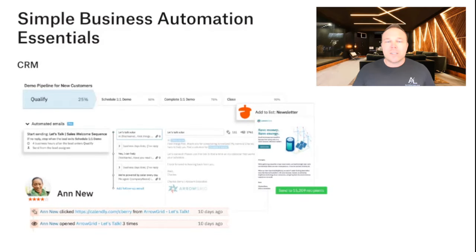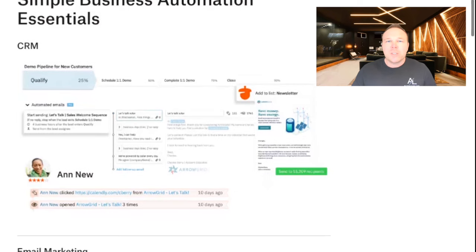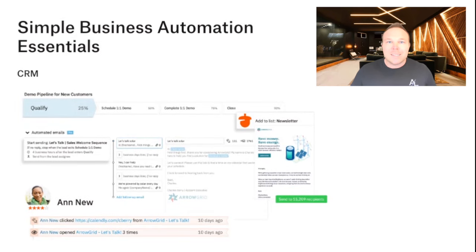Now, this is where we want to start off, is a CRM, Customer Relationship Manager. Now, with anything in marketing, you have the first instinct to sell yourself or to sell your business. But in all reality, businesses only grow if you build relationships with your prospects.